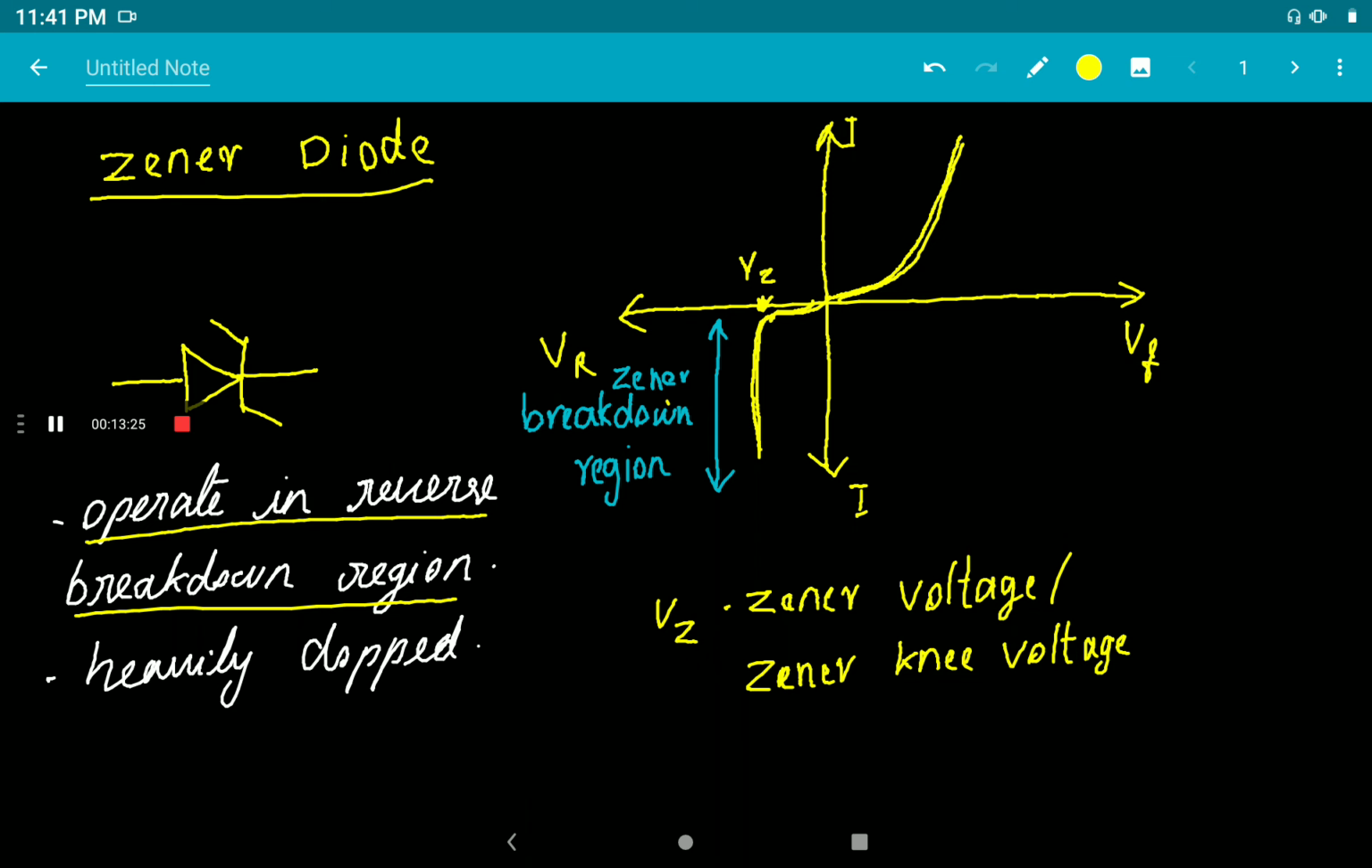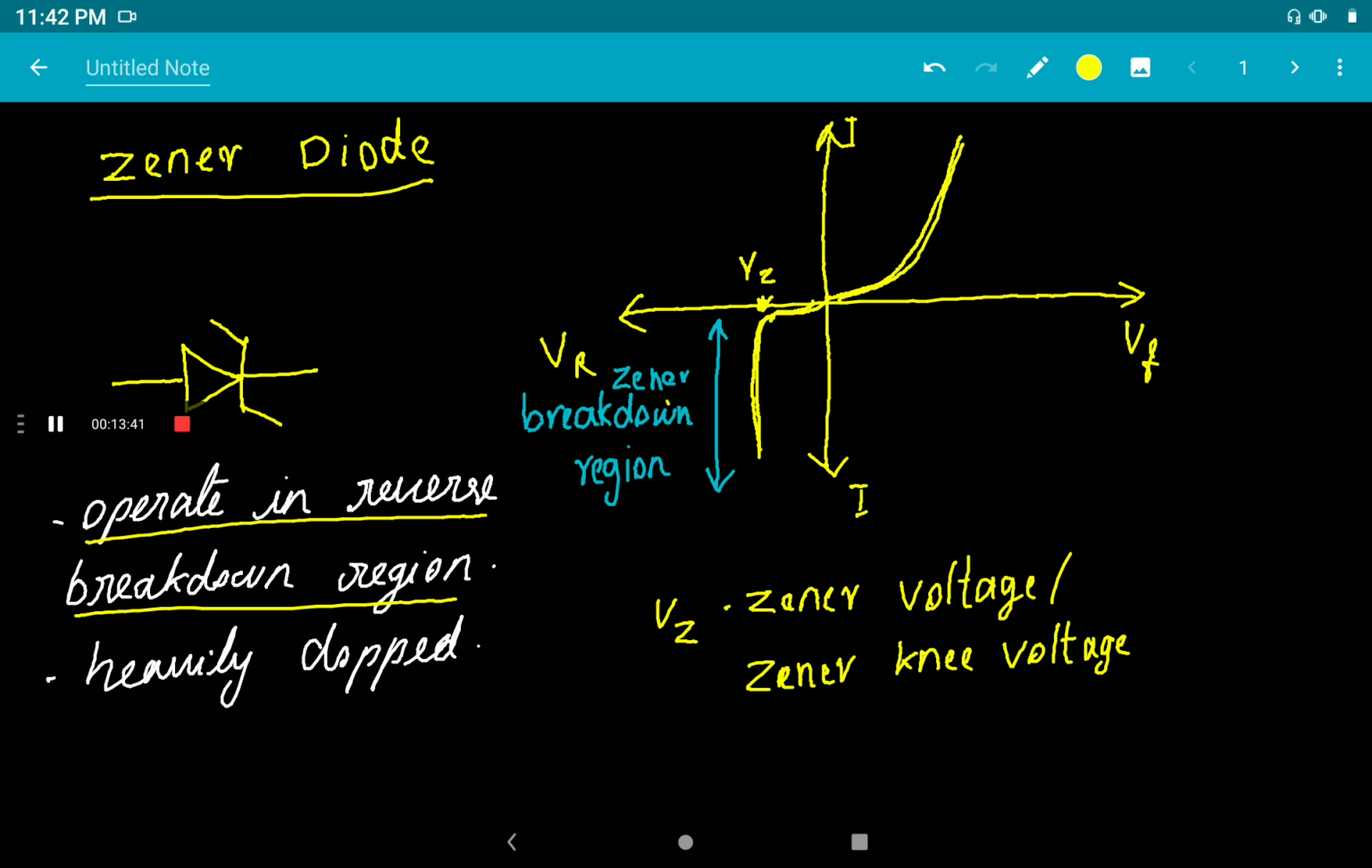And when we apply a small voltage, it produces a large current. A particular voltage that increases the reverse current is known as the Zener voltage, and this reverse region is known as the Zener breakdown region.